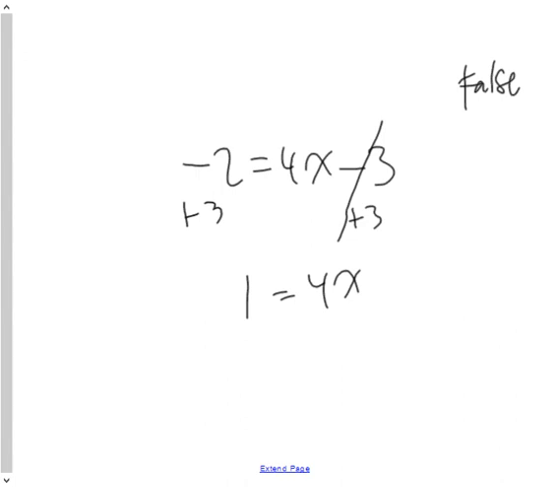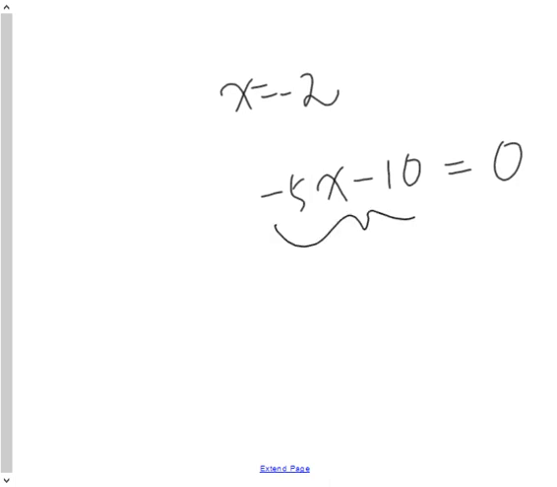And finally, the fourth question on your practice test says when x is negative 2, the expression negative 5x minus 10 would equal 0. Is this true or false? If x equals negative 2, does this expression equal 0? When you are given a value for a variable, you have to substitute it in to where the variable was. This is negative 5x, which means negative 5 multiplied by the value of x, which is defined for us as being negative 2, minus 10.